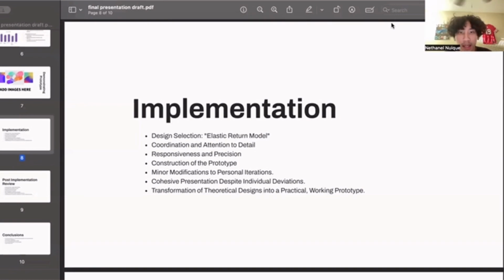And cohesive presentation despite individual deviation is basically the presentation of the hand whatsoever. And the last one is transformation of theoretical designs into a practical working prototype, which is basically like saying we're bringing this mechanical hand to life with the designs and a prototype.